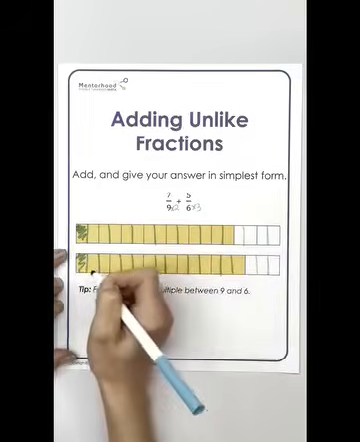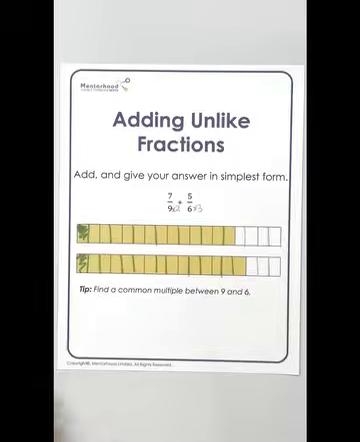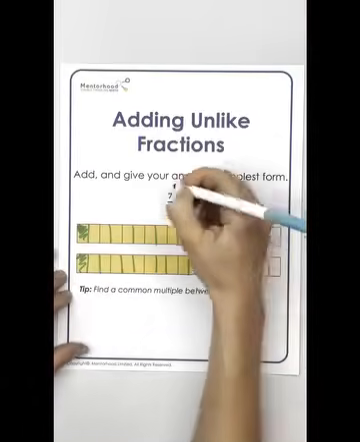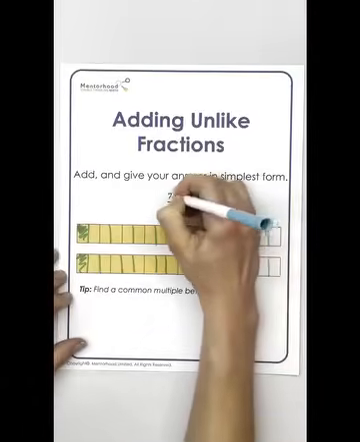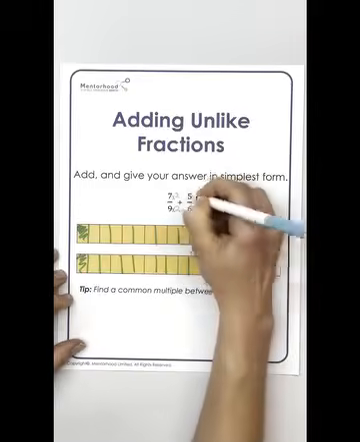Now it becomes pretty easy to add because I've got a whole bunch of 18ths and they're all speaking the same language. So let's rewrite our question. Whatever I do to the bottom, I have to do to the top. So this is 7 times 2, 6 times 3, so this is 5 times 3.